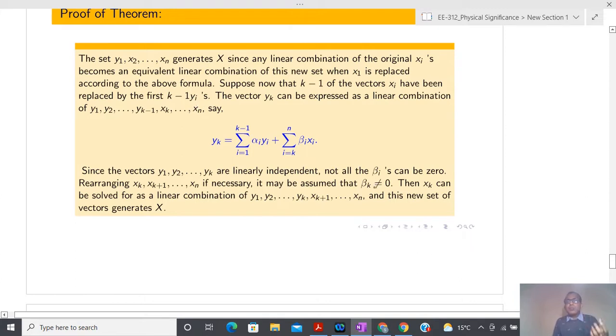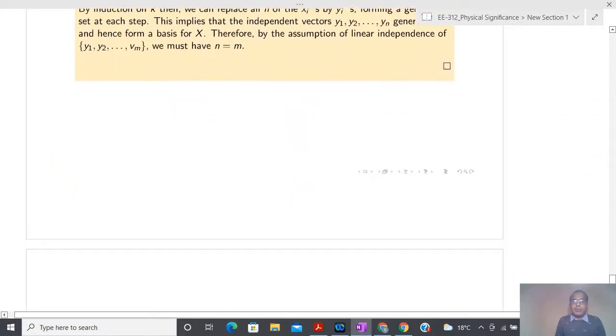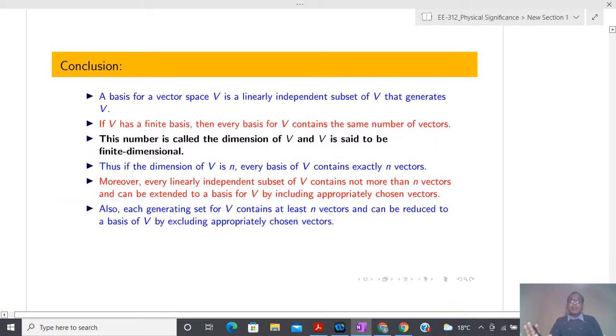What you can do is select one vector and replace it. Now the second time, I am going to represent in terms of y1, x2 and xn, then y2, and if I do similar things, it is possible to show that finally I will come to n equal to m. So what does it mean? If I have some space, I am able to generate that space using different linearly independent vectors, but the number of vectors in that spanning set remains the same.